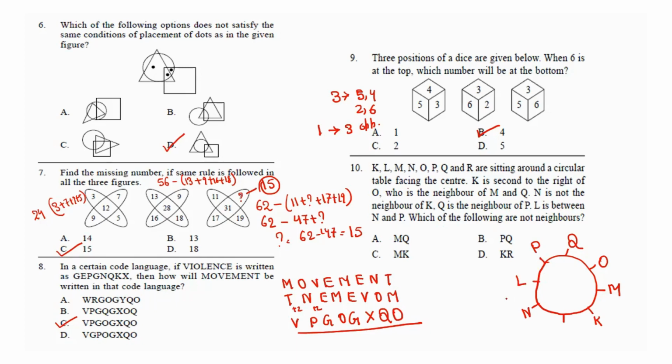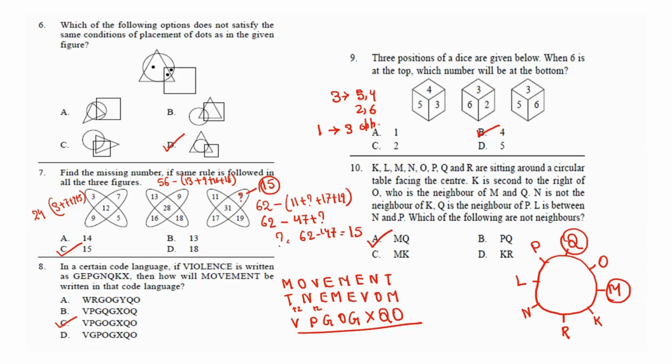Correct? And what is here then? This is the last one remaining, that is R. Correct? So, which of the following are not neighbors? Only M and Q, they are not the neighbors. Rest of them are neighbors to each other, right? So our answer will be option number A.